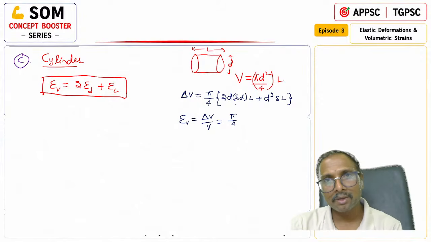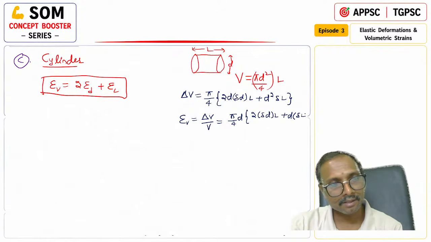So delta V is pi by 4 into, what can we take common? Only D we can take common. Pi by 4 into D we can take common. So what are you left with? 2 times delta D into L plus one D has come out, D into delta L, divided by pi by 4 into D square L.